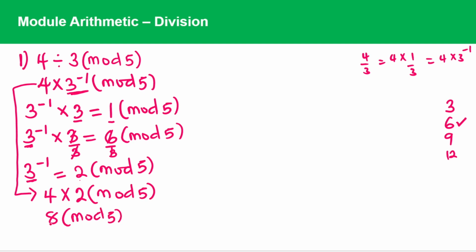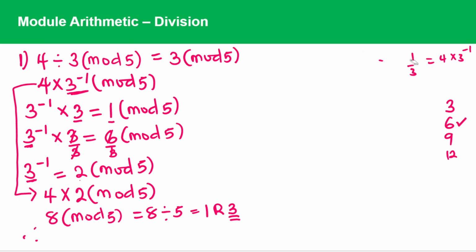And of course, from here we'll simplify further. 8 mod 5 can be simplified further. That will give us 8 divided by 5. So 5 will go in 8 once and give us a remainder of 3. This remainder of 3 is our final answer. Therefore, the answer to 4 divided by 3 in mod 5 is 3 mod 5. So this is how you apply the multiplicative inverse method in dividing numbers in any given mod.